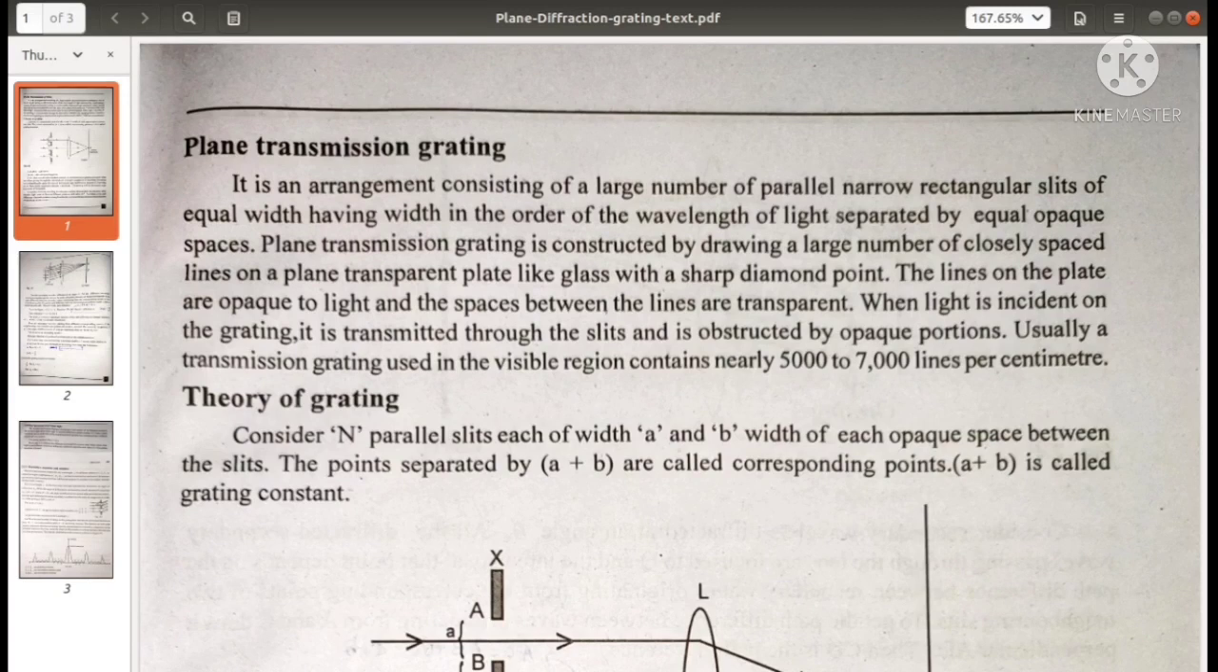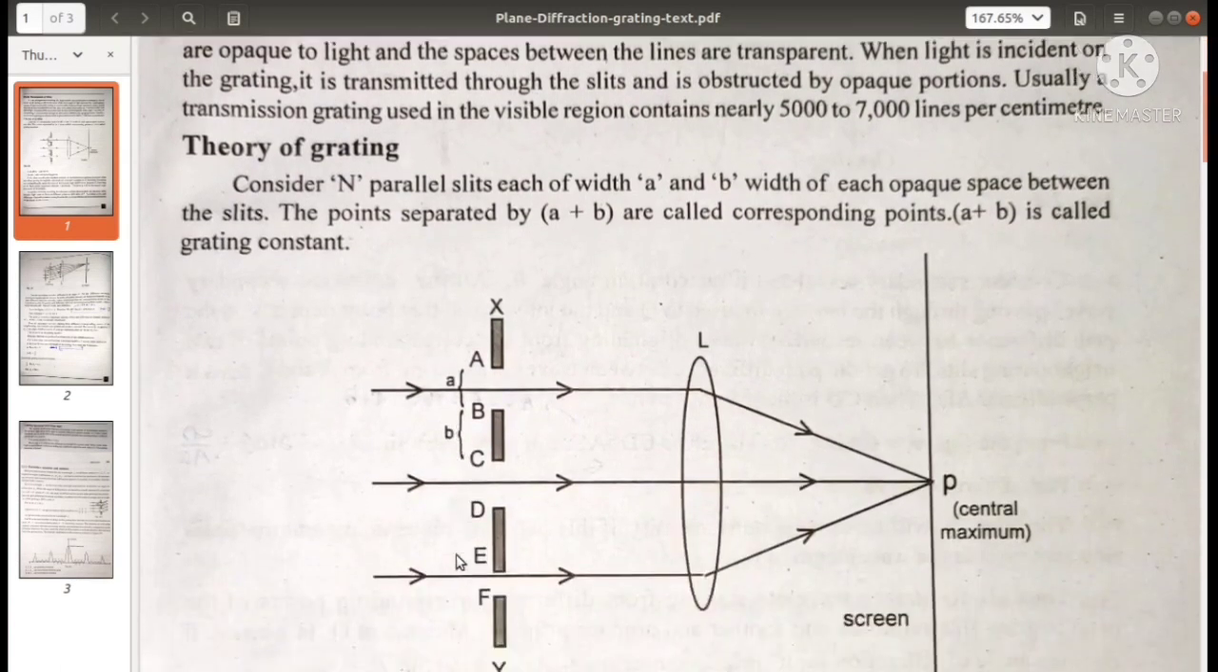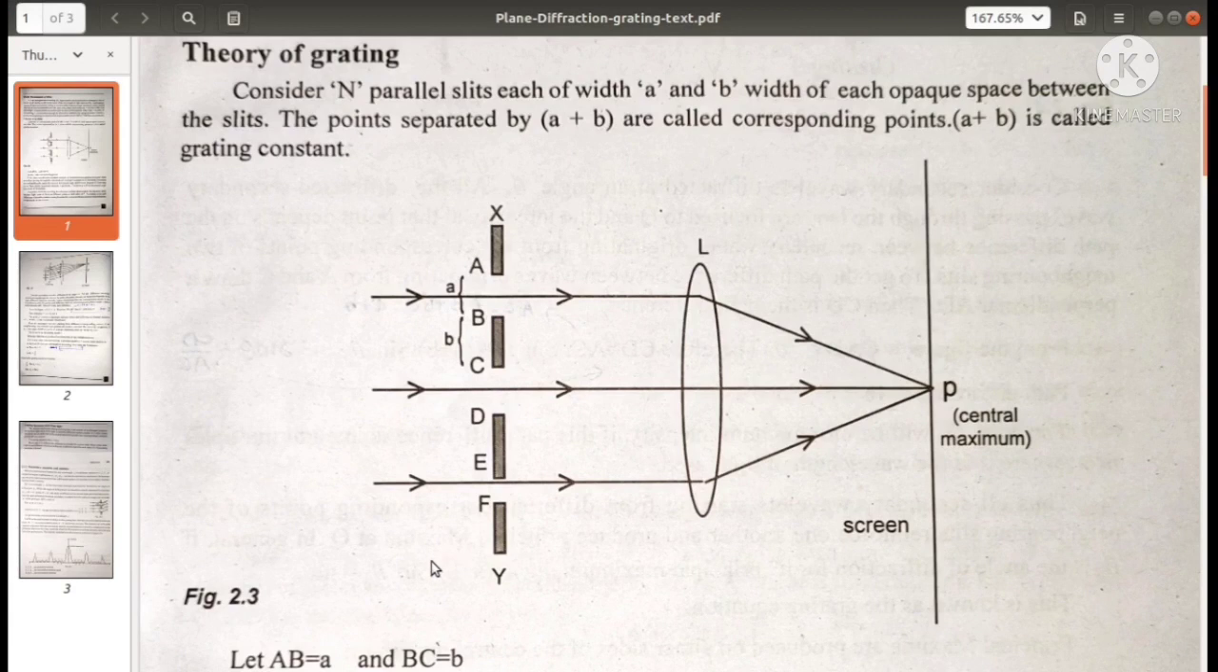So how does this grating work, or how can it be used to produce an intensity pattern? In order to explain this, let's look at this figure.